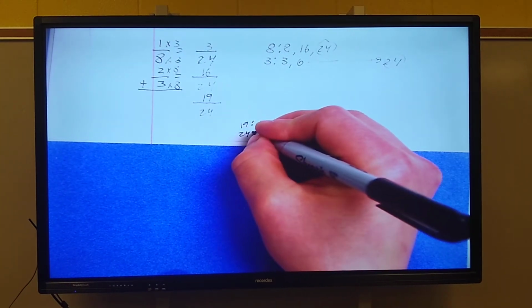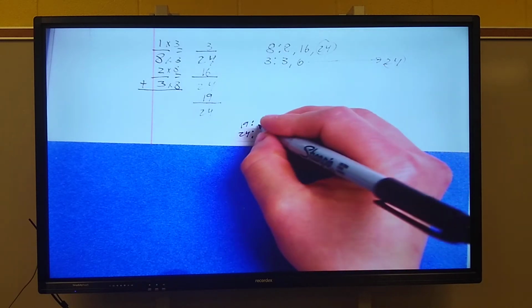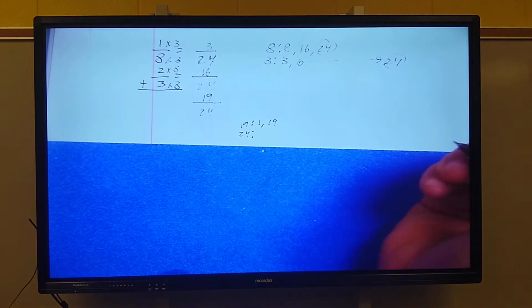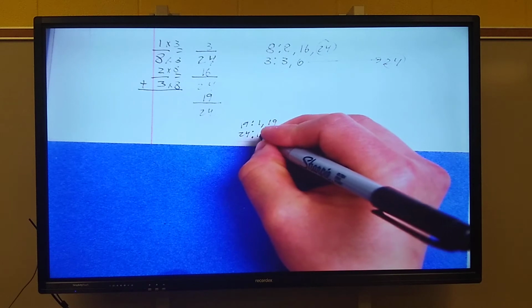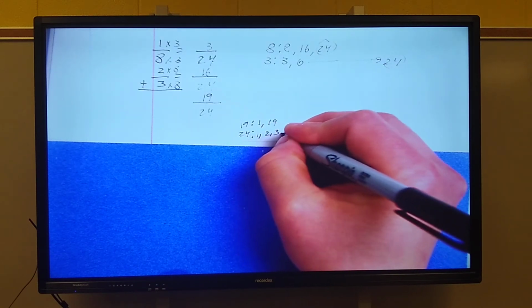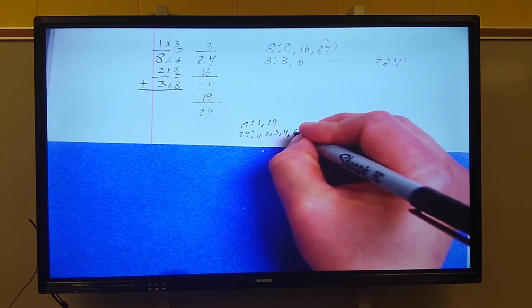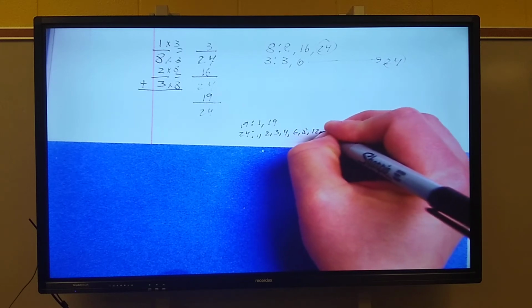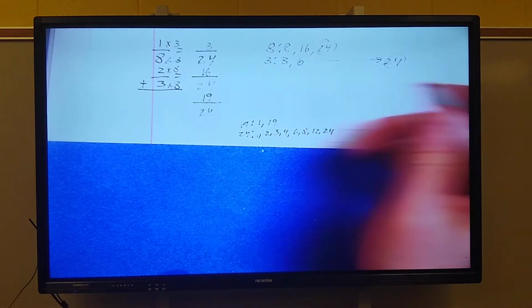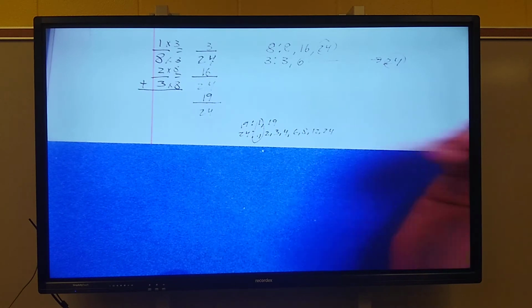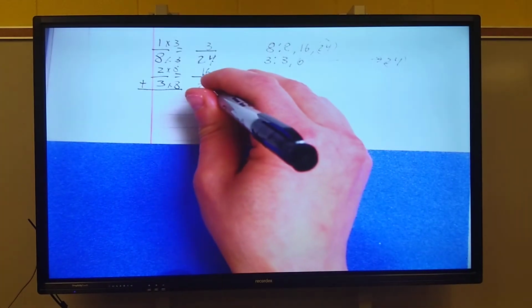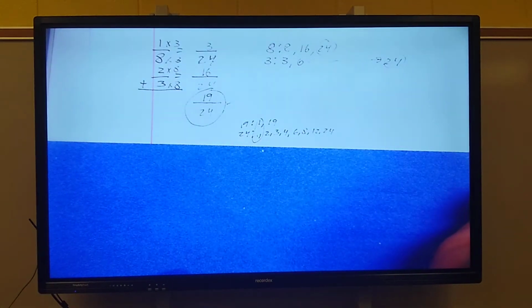Let's find the factors of 19. 1 and 19. What about 24? 1, 2, 3, 4, 6, 8, 12, 24. The only one they have that's alike is 1. That means that is in simplest form. Our answer is 19/24.